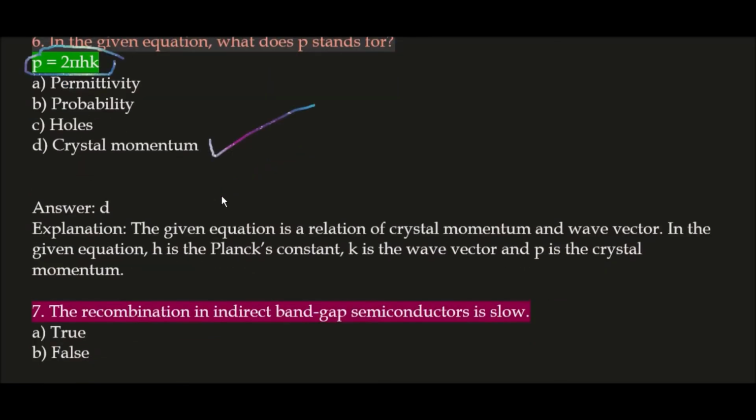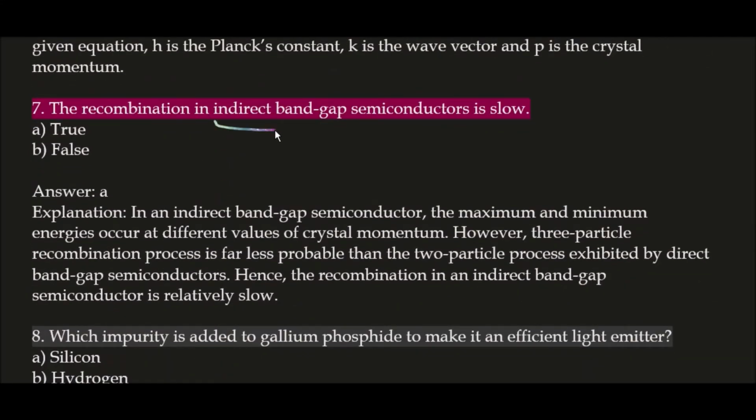Next question. The recombination in indirect band gap semiconductors is slow, true or false? It is true. Because in an indirect band gap semiconductor, the maximum and minimum energies occur at different values of crystal momentum. A three-particle recombination process is far less probable than the two-particle process exhibited by direct band gap semiconductors. Hence, the recombination in an indirect band gap semiconductor is relatively slow. The statement is true.